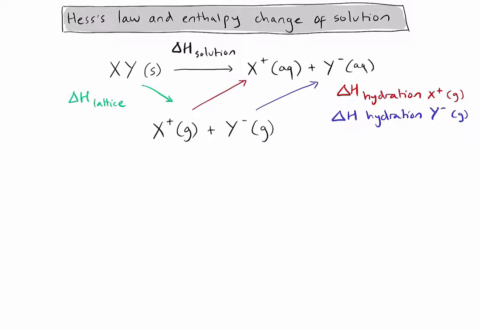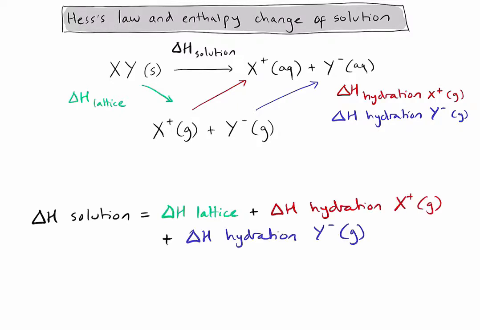If I know the values for my alternative route to calculate the enthalpy change of solution, all I need to do is add my lattice enthalpy to the enthalpy change of hydration for the positive ion, and then also the negative ion. And according to Hess's law, that's going to give me an accurate value for the enthalpy change of solution.